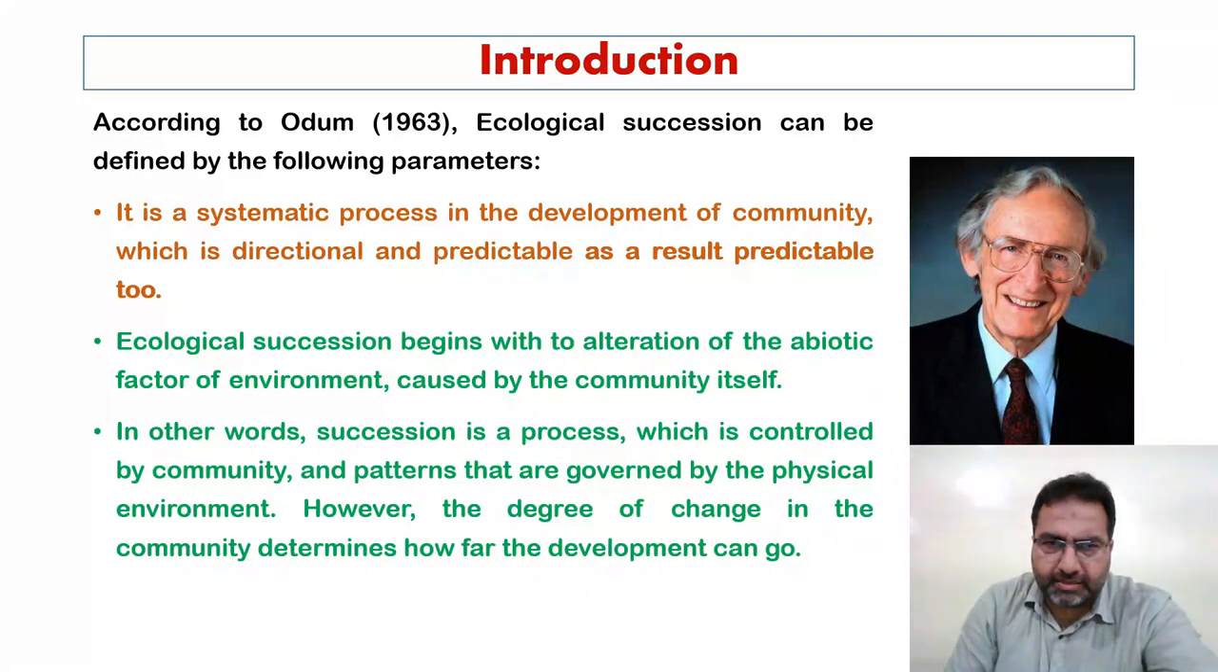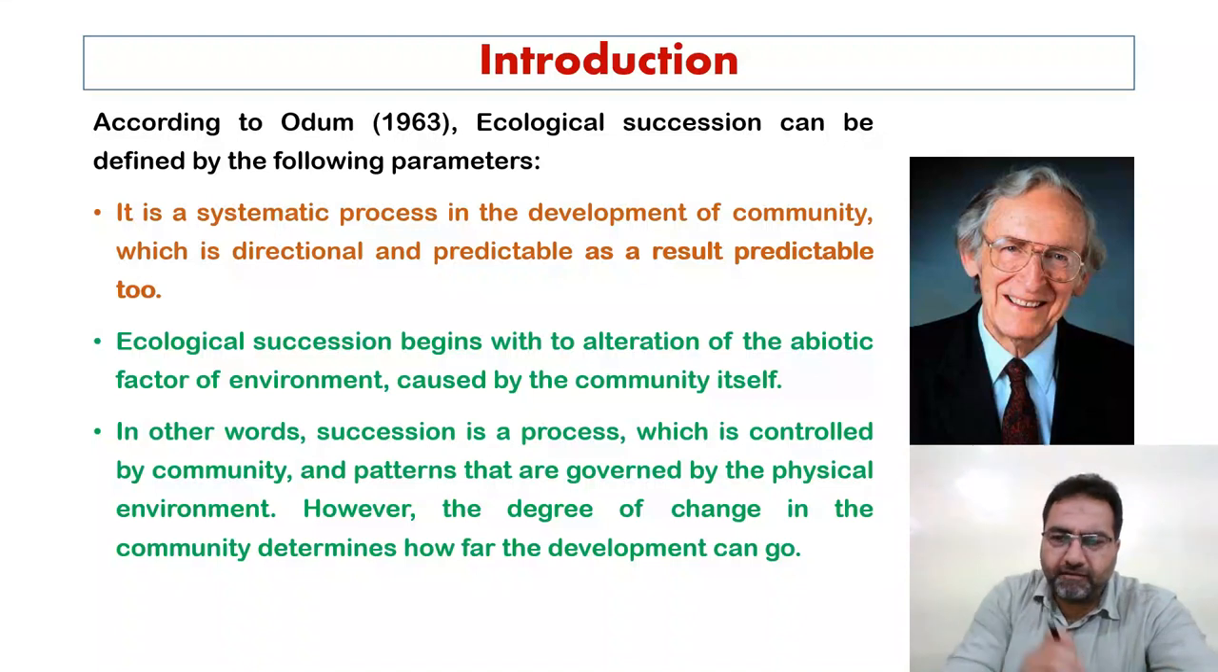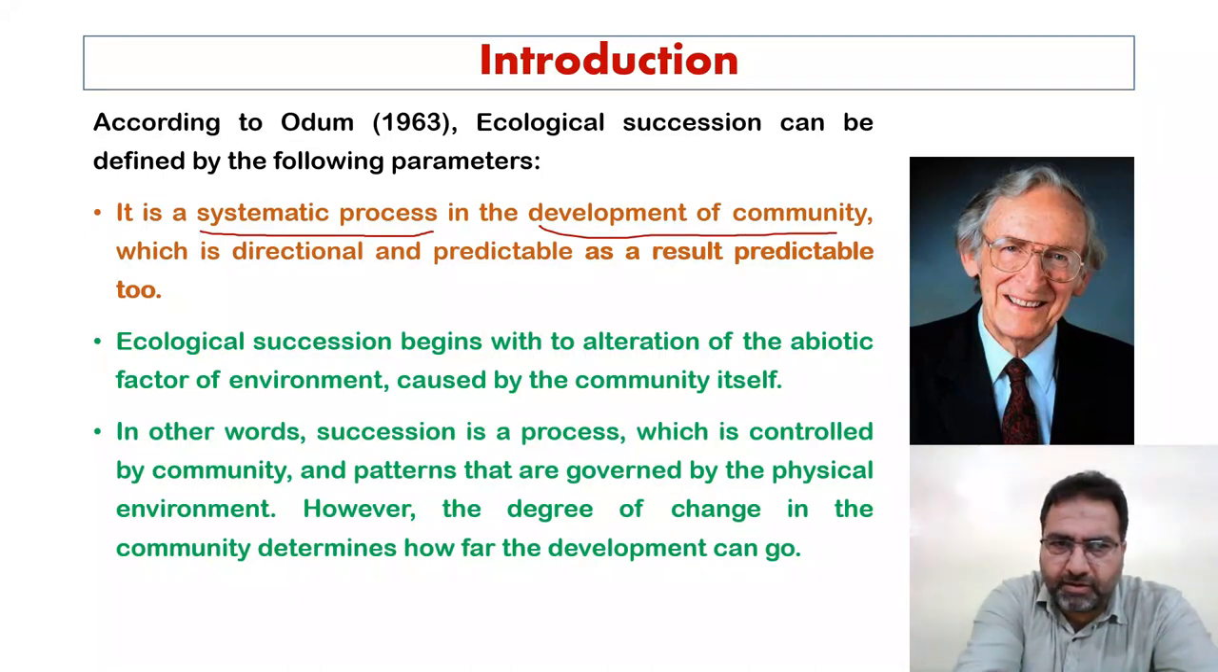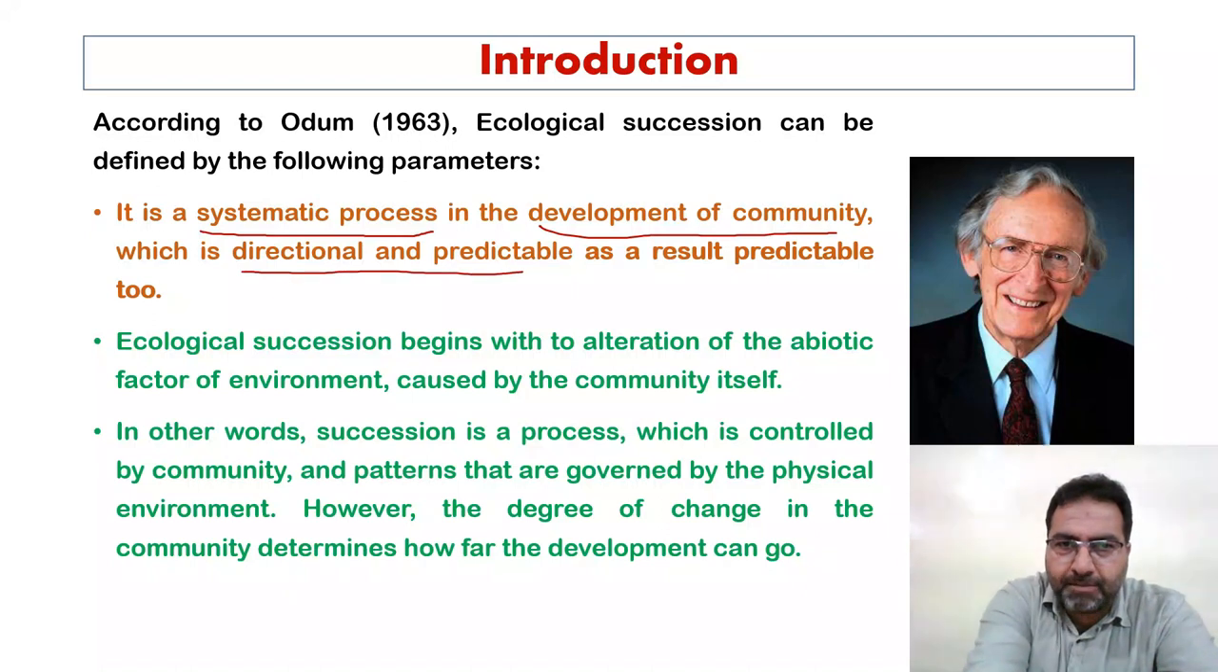According to Odum 1963, ecological succession can be defined by various parameters. Now, what are those parameters by which ecological succession can be defined and elaborated? We can say that it is a systematic process. It is not a random process, but a systematic process in the development of a community, which is directional and predictable.